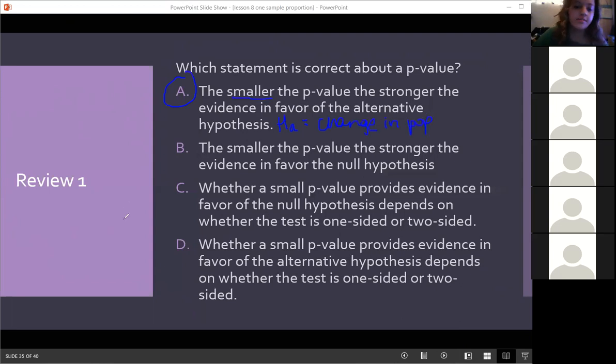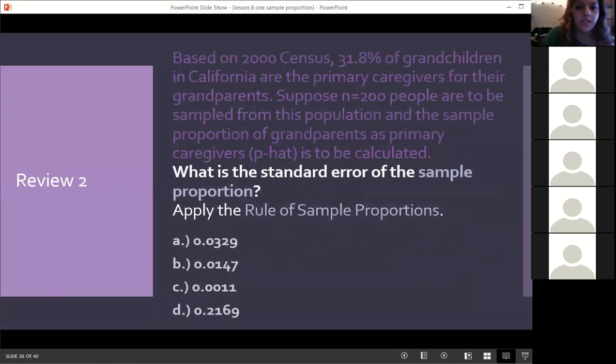The rest of these just don't make sense. B is saying the opposite, that it's in favor of the null. And the last two are saying it doesn't really matter what it is, and that it depends on whether it's one-sided or two-sided. That's not true. So our answer is A. Great job. All right, let's try this one.